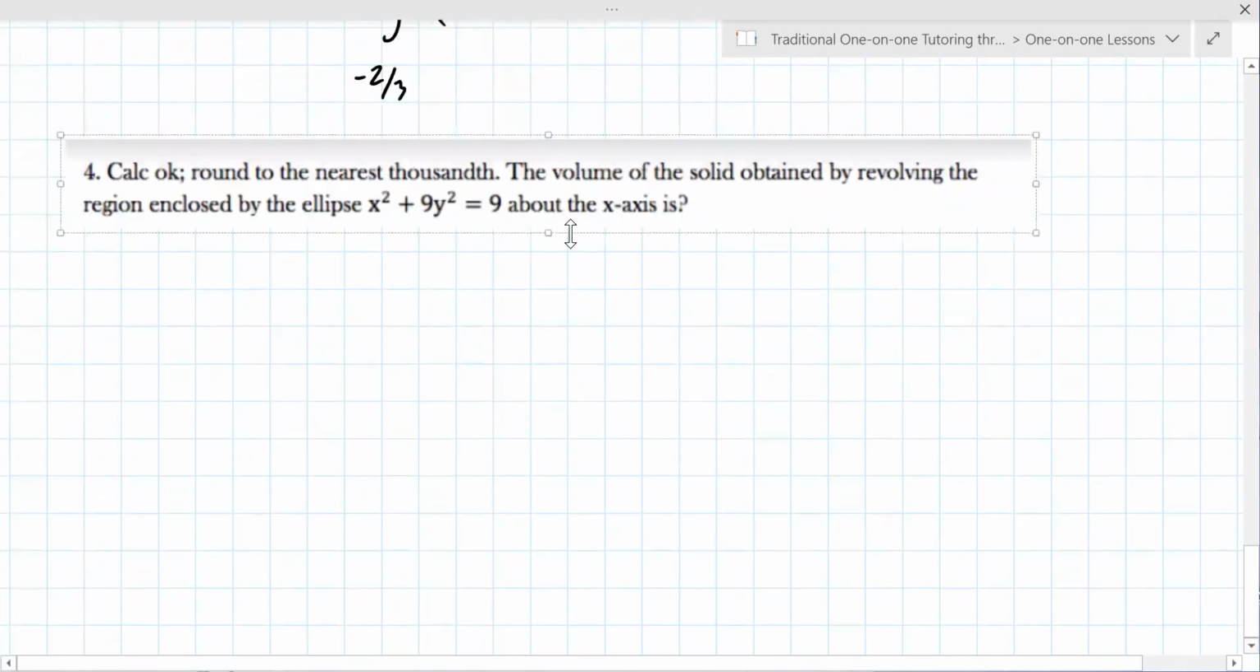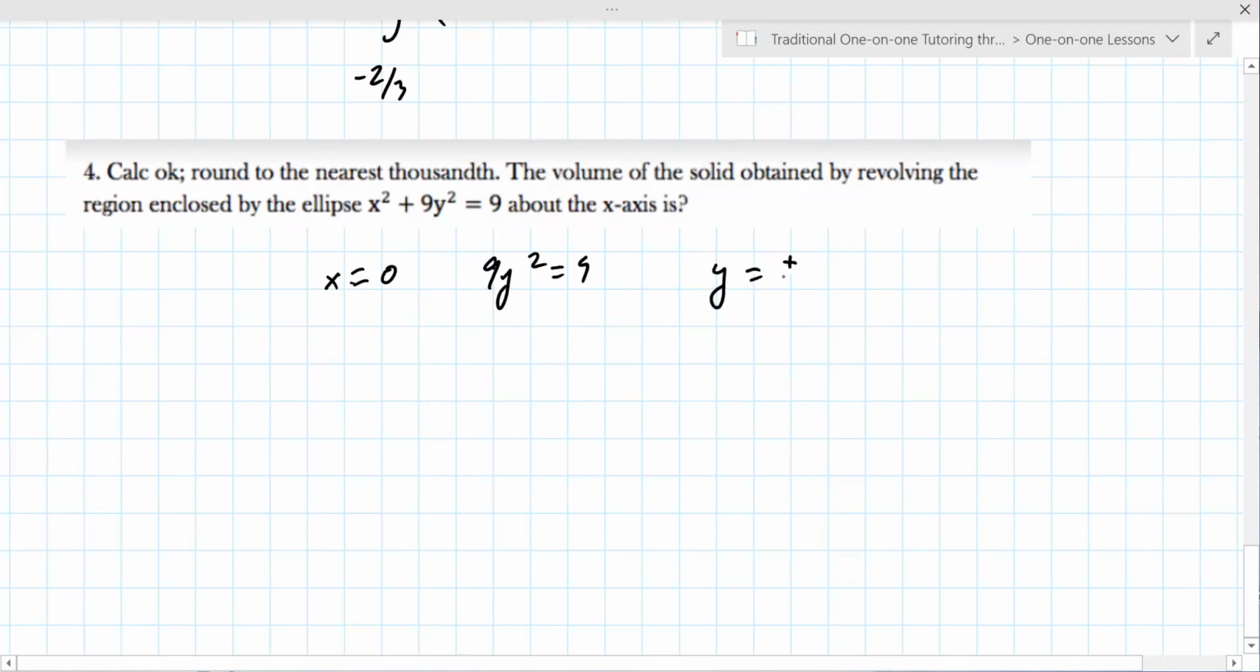Calculator, okay. All right, well, we'll set it up here again. So the graph of this ellipse, if you had to do this by hand, you would set x equal to 0. And then you would get 9y squared equals 9. So y equals plus or minus 1. And what that does is it tells you what's going on here. It tells you that when x is 0, you got 1 up here and 1 down here. When y is 0, x is plus or minus 3. It gives you this football shape.